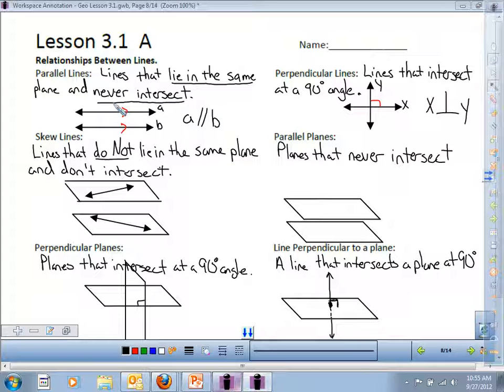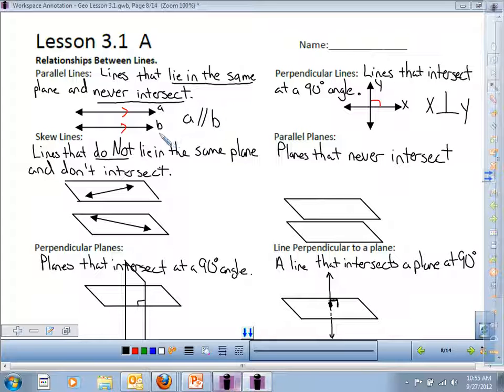and drawings down, because to me a picture is worth 1,000 words. And again, in the pictures we have some symbolism and some notation that we can use while writing these to save us some time. So let's talk about parallel lines. Parallel lines are lines that lie in the same plane and never intersect.